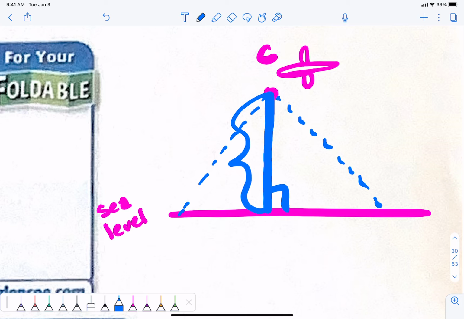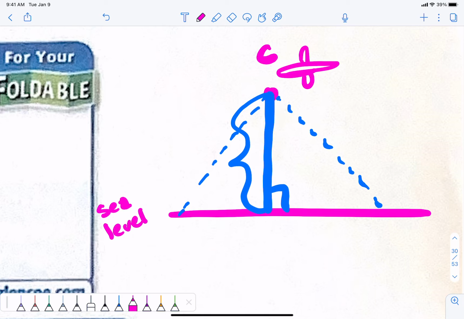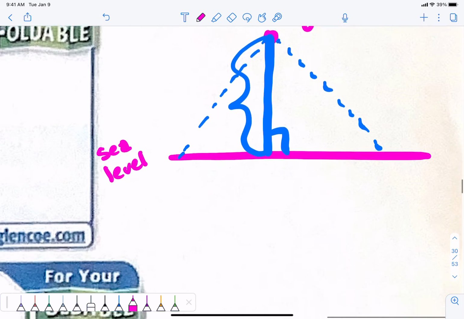But when we talk about distances, we're talking about the shortest distance, right? Like this would be the shortest distance. This is going to be a longer distance. The shortest distance is going to be that perpendicular distance, right? Okay. Now, this makes sense. That's obvious, right? That we would go straight down, okay?